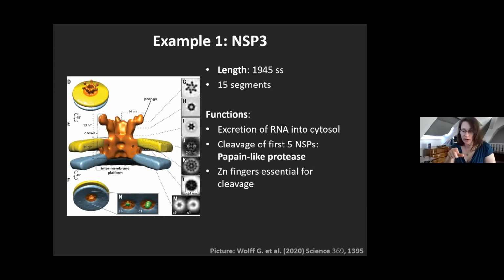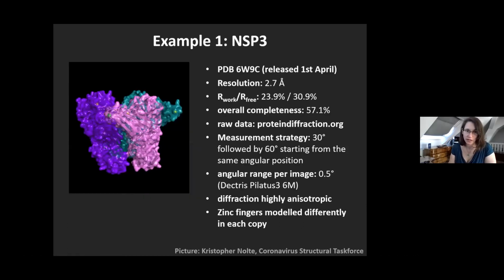So if you could interrupt this, you could stop the coronavirus from reproducing, basically. And that makes papain-like protease a popular drug target. It's actually, I think, number 3 on the list of popular drug targets in coronavirus. And there is a zinc finger in the protein, which is essential for cleavage.